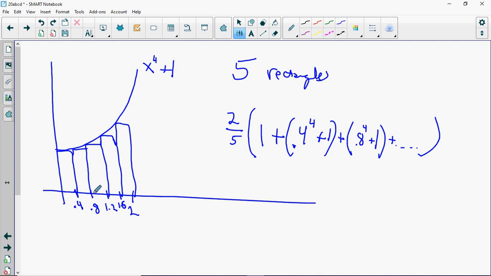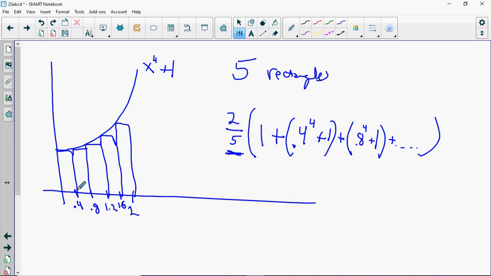So each of these rectangles has the same width. That's 2/5. So I'm going to factor that out. And then I just have width times height, width times height, width times height, etc. So what are the heights? The height of the first rectangle is from the left endpoint, x is 0. 0 to the power of 4 plus 1 is 1.